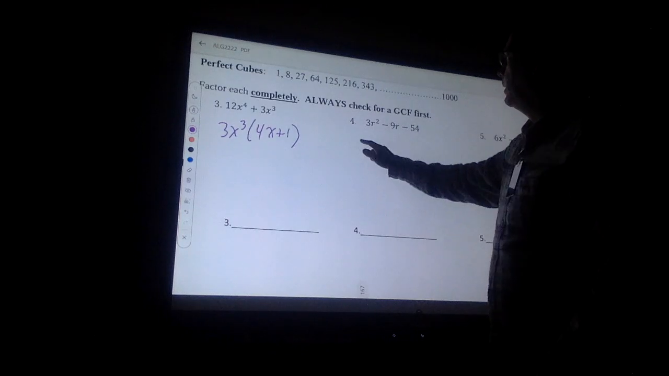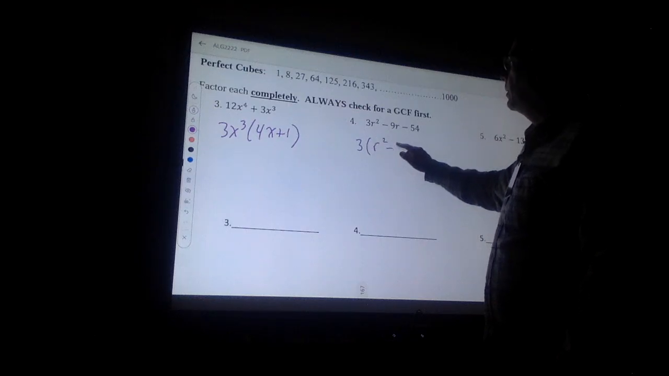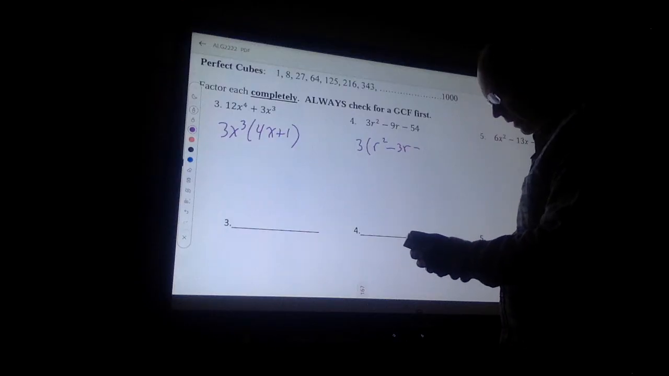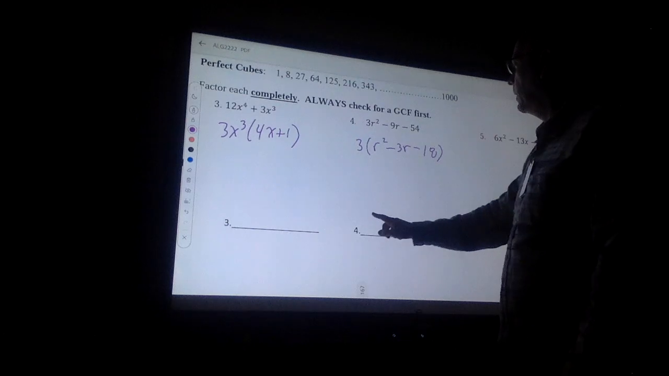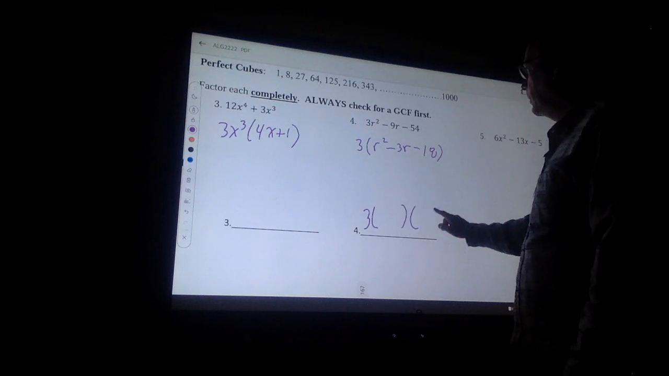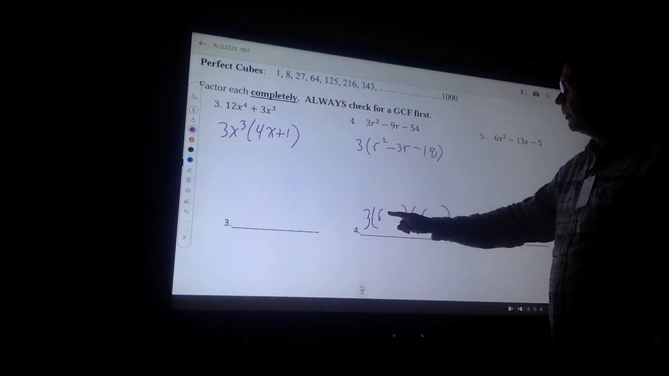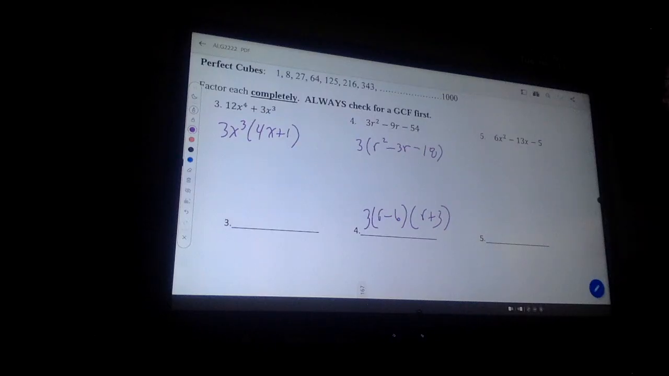Next one, can I factor everything by 3? I can. 3 comes out, and I'm left with r squared minus 3r minus 18. So what two numbers multiply together to give me negative 18, add together to give me negative 3? That's going to be r minus 6 and r plus 3. That's done.